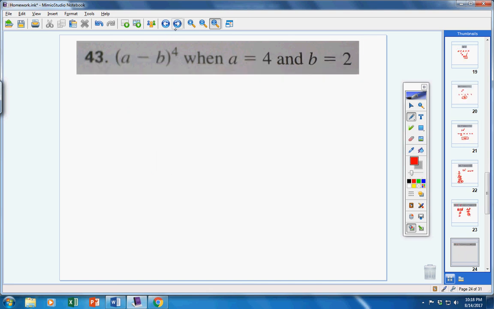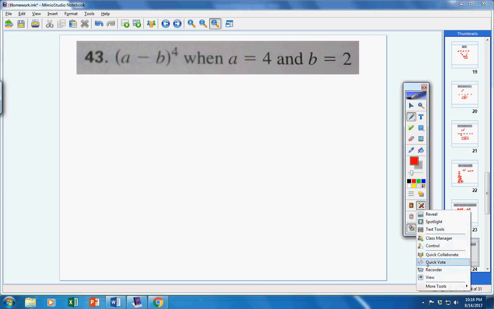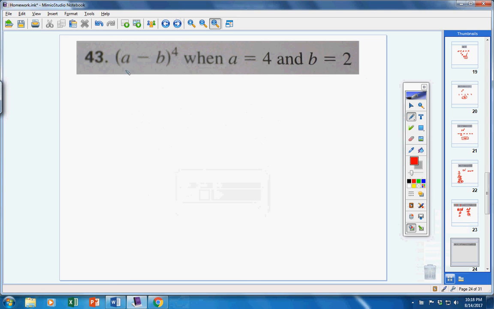Number 42, or 43, excuse me. Okay, students, once again, we have a big parentheses here with an exponent of 4 on the outside. Here's my A. I'm going to put a little parentheses and A equals 4. Minus, and then B. B equals 2. And here we go. Now, once again, 4 goes to everything inside the parentheses. Remember what I showed you in the last problem? Do not put 4 to the 4th power minus 2 to the 4th power. Okay, do not. That is wrong. That will not give you the correct answer.